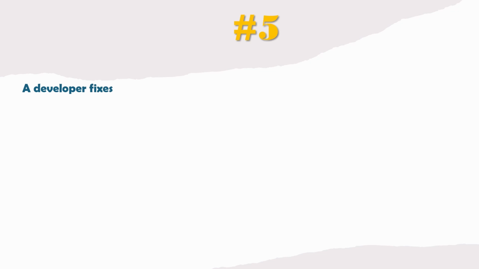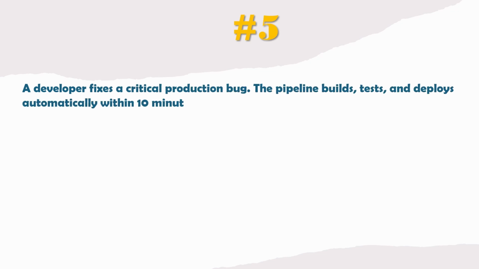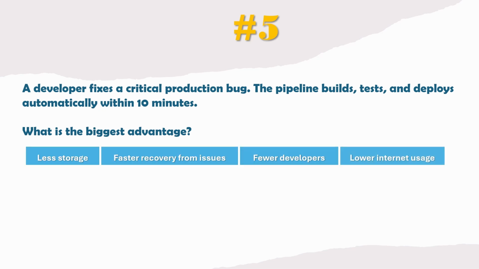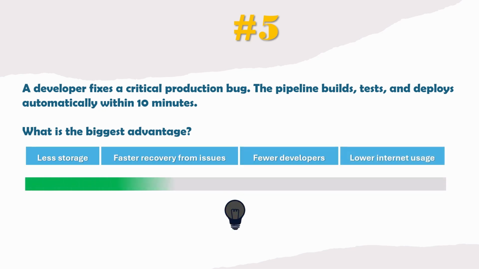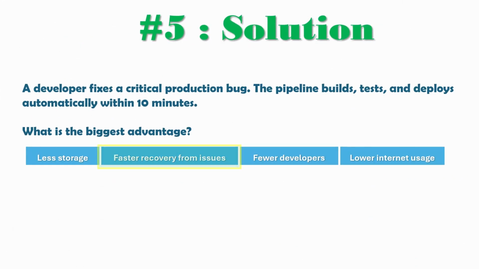A developer fixes a critical production bug. The pipeline builds, tests, and deploys automatically within 10 minutes. The correct answer is faster recovery from issues. The biggest advantage here is speed. Automated pipelines reduce the time required to fix production issues. Instead of waiting hours or days for manual deployment, the corrected version reaches the users within minutes, reducing the downtime and customer impact.